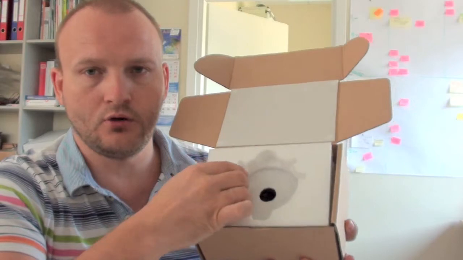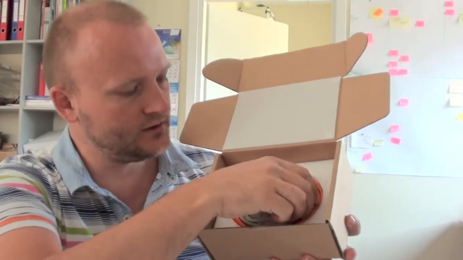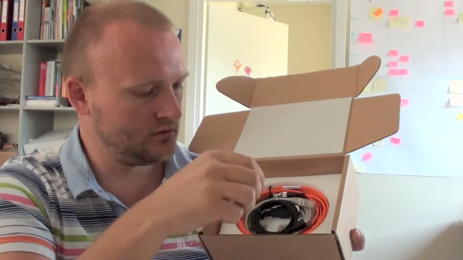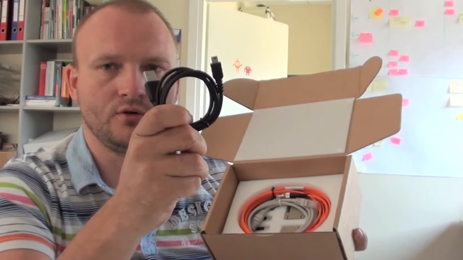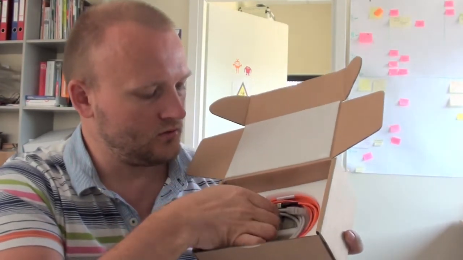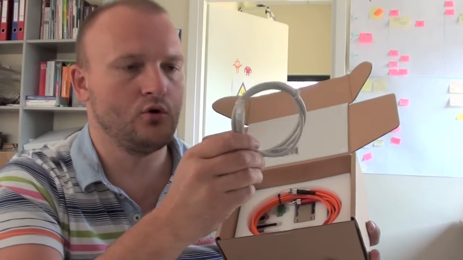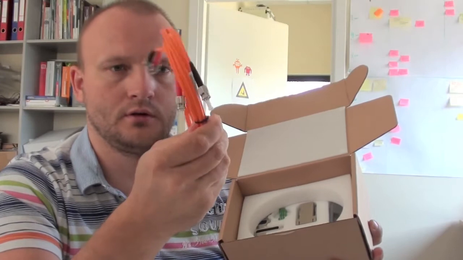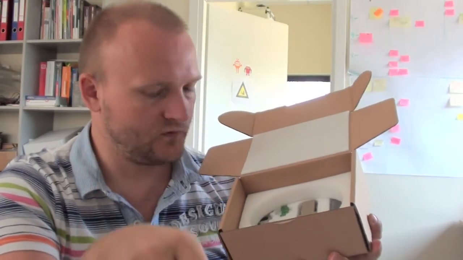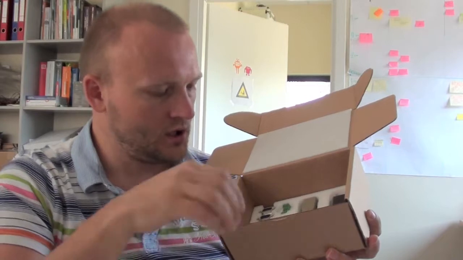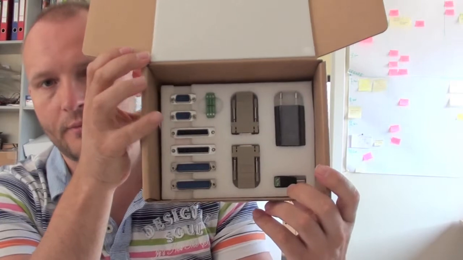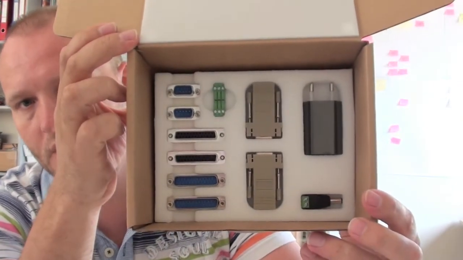In the package, I open this, and here I find a regular computer LAN cable, mini USB to USB. One more LAN cable, a fiber optical duplex cable, multimode, and here I have a lot of different adapters. You can see it, so let's look inside what it is.